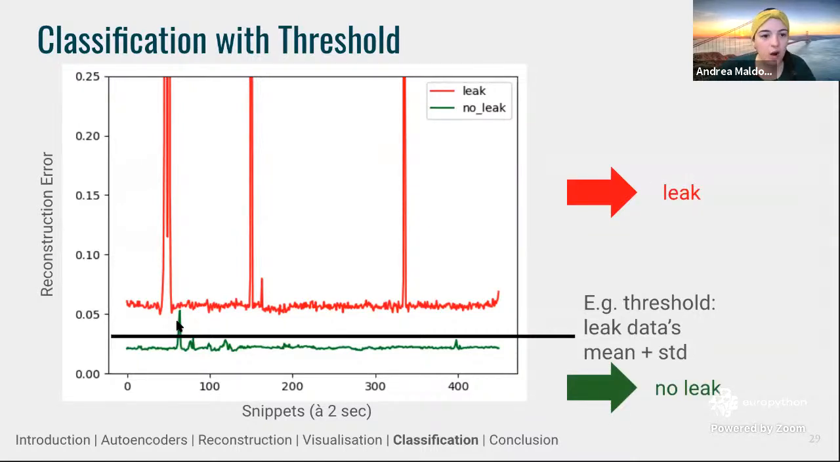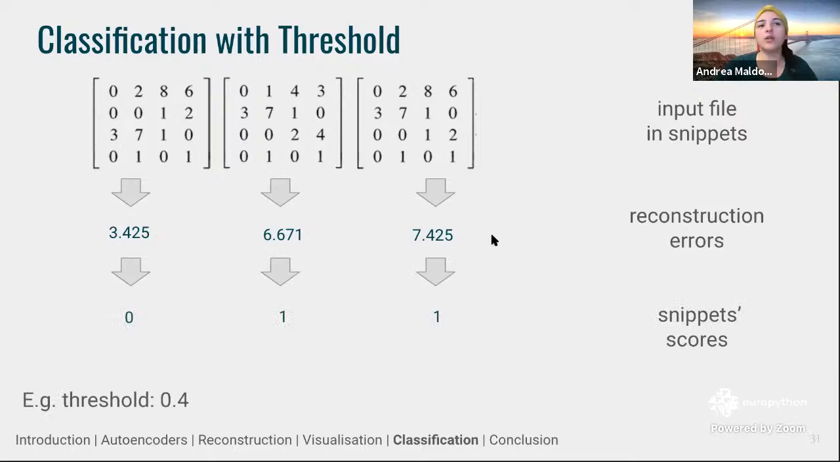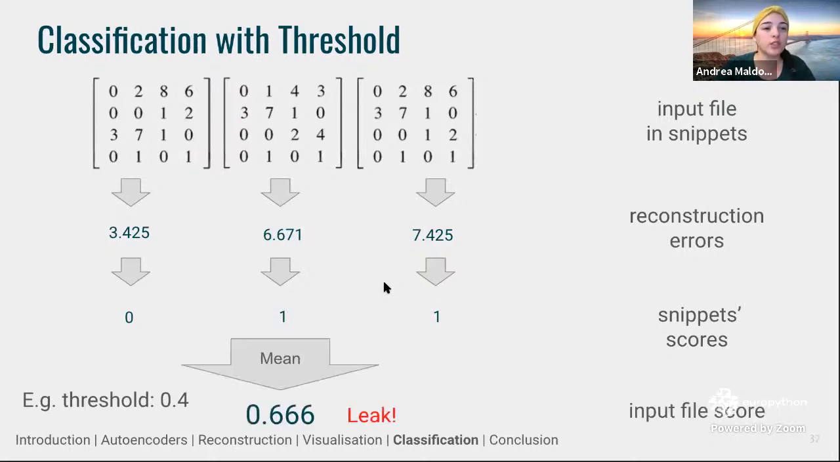Well then, we have our classification, and just to summarize, we have our input file, and then we calculate our reconstruction errors for every frame. We do some classification where 0 means probably no leak and 1 means probably some leak. Then we choose some threshold, in this case 0.4, and by computing the average of all the snippet scores that we got, these 0s and 1s, we can say, okay, this is over the threshold, so let's say there is a leak there.